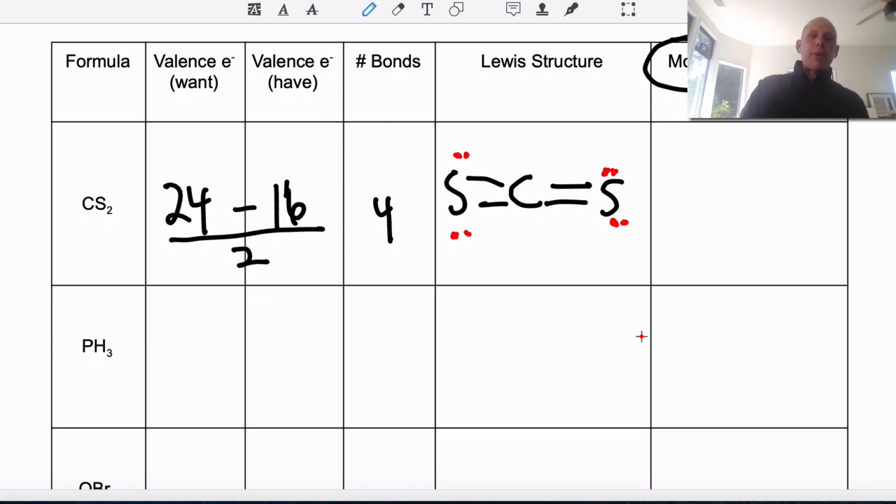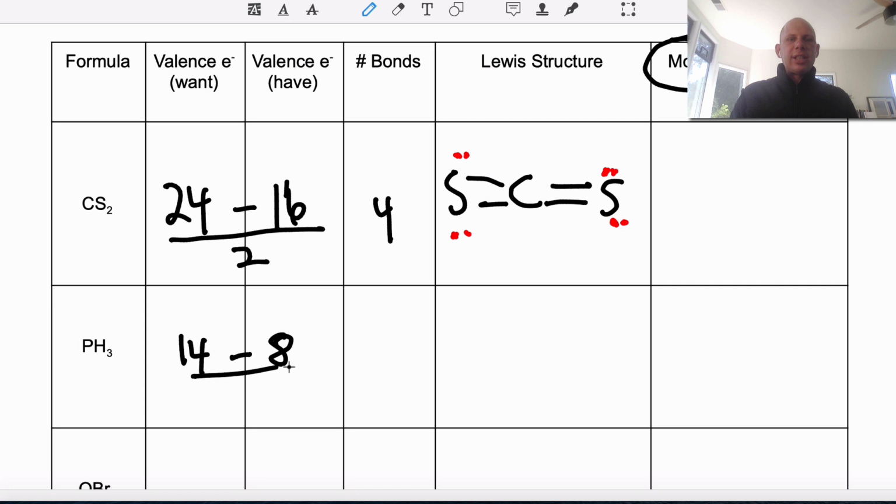Okay, please press pause and do PH3. Okay, so now we're looking at PH3. So what does it want? P wants 8, and each of these, this total wants 6. So this is 14. 14 minus P is 5, plus 1, 2, 3 is 8.